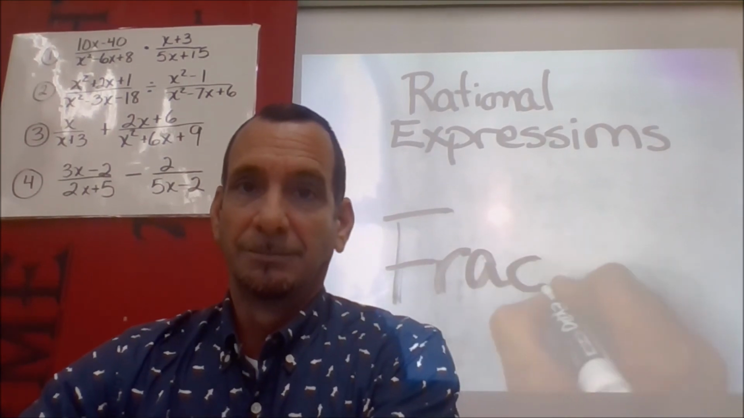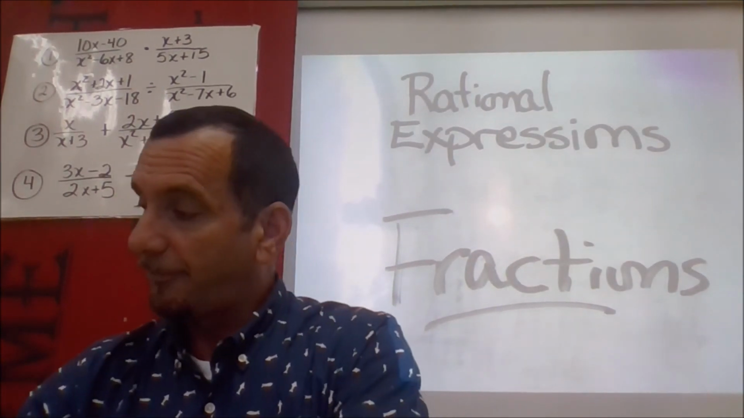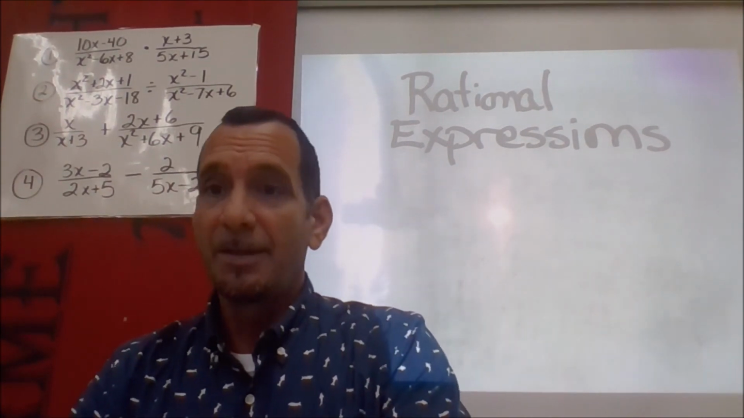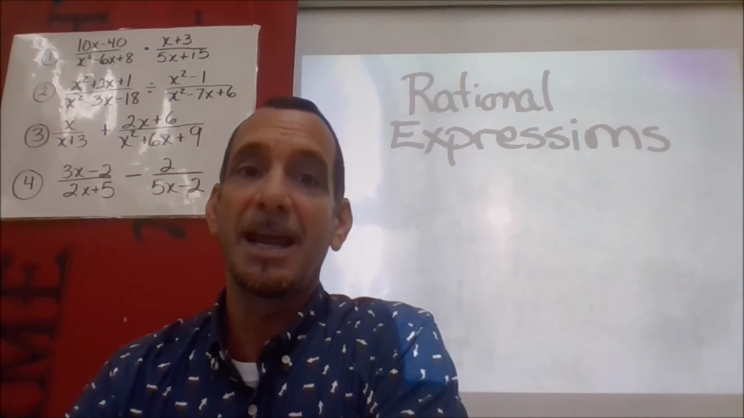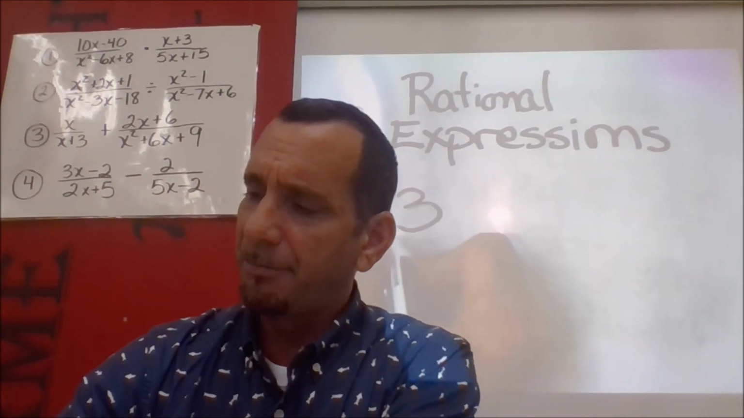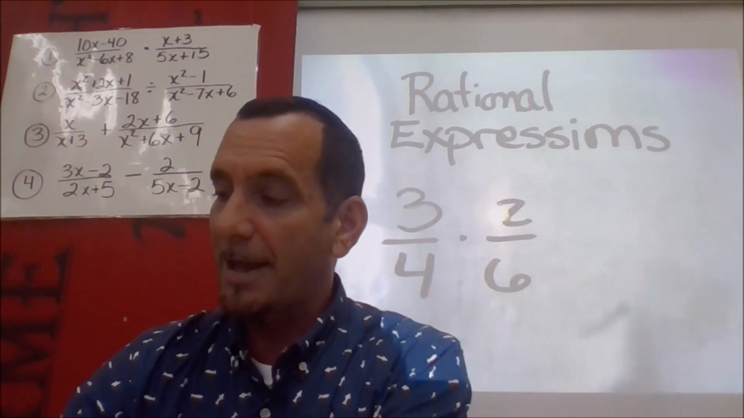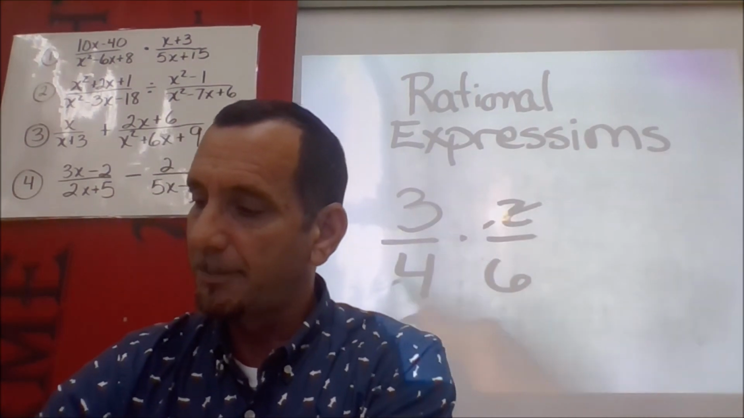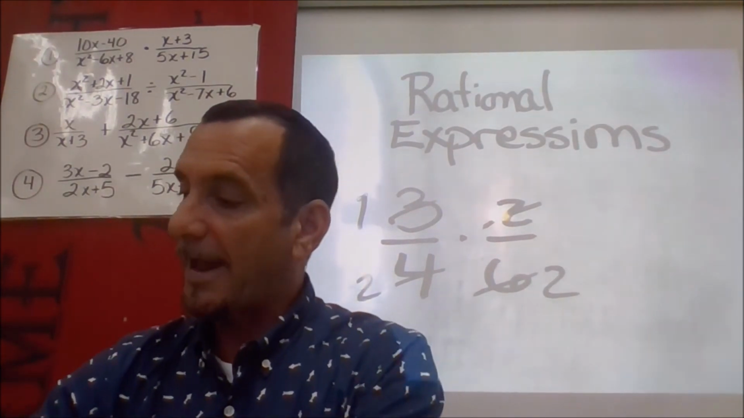Fractions. So we are going to be working with fractions, and we have to remember some of those simple rules. The rules for simplifying rational expressions are the same as the rules for working with fractions. So if I were to have 3 over 4 times 2 over 6, I could multiply the numerators and the denominators and then simplify. Or I could start to simplify in the problem and work it out that way.